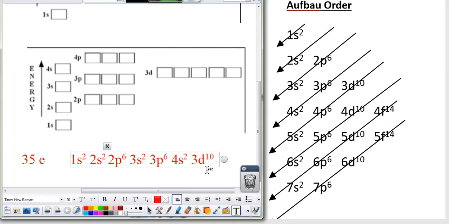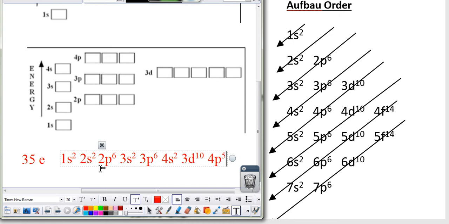That now gets us to 30. So if this is right now at 30, we have 5 more electrons to account for. So 4p, the 4p can hold 6 electrons, but bromine only has 5 more electrons. So 4p5. So that is the electron configuration for bromine.